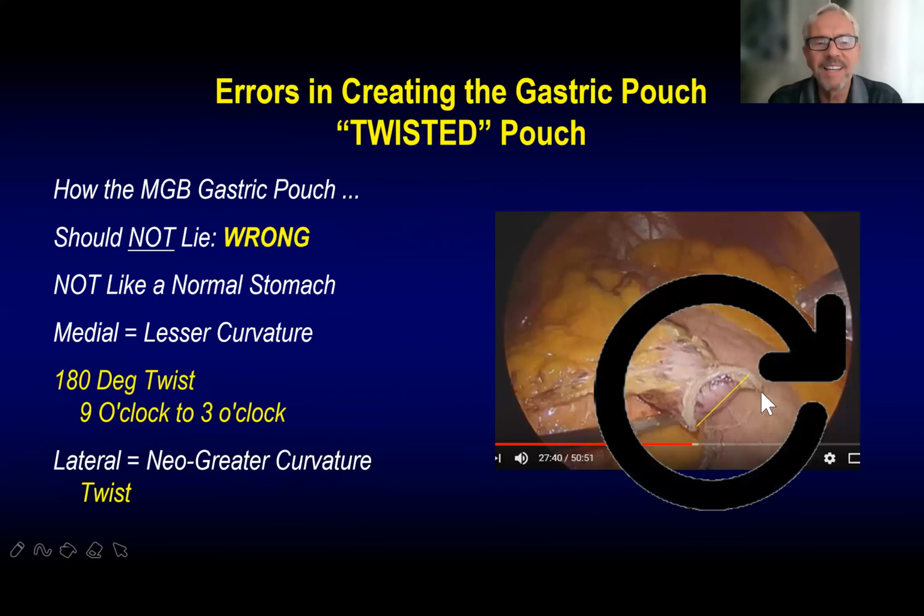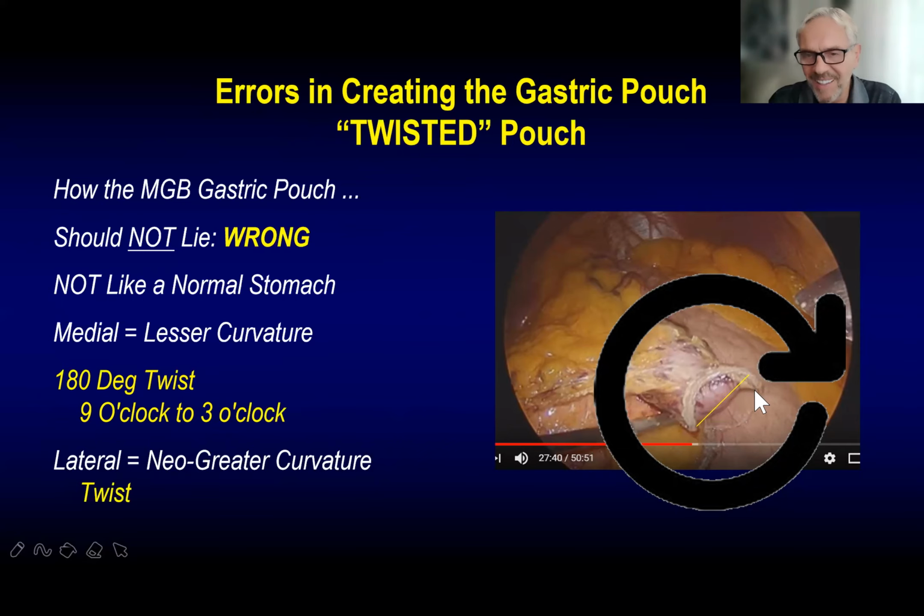On the other hand, this is not the way we want to see it. So we have this tip, which should be the lesser curvature, and these vessels have been turned and torqued all the way around, almost a 360 degree, well, 180 degree twist. So this tip here should go all the way back here, but instead this is twisted around. Now you can see the anterior surface looks like a good place to put the gastro-jejunostomy. This is a 180 degree twist. The 9 o'clock position of the stomach, the lesser curvature, has twisted around to the 3 o'clock position.